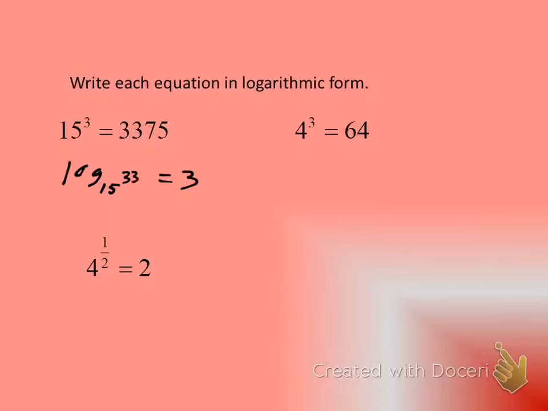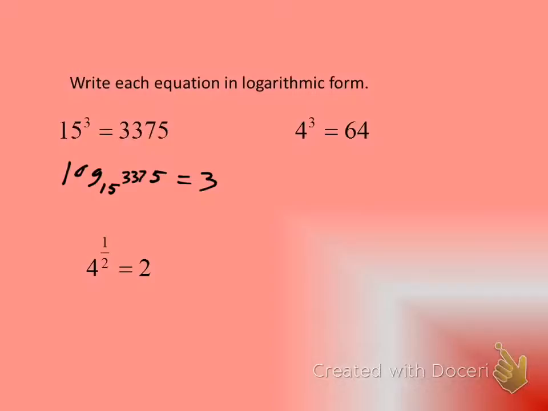So 3, 3, 7, running out a little room. Give me just a little bit more. There we go, 3375. So once again, get in the habit, practice how you say these. Log with a base 15 of 3,375 equals 3. Okay, so you can put the exponent of 3 onto 15 and it would give you 3,375.